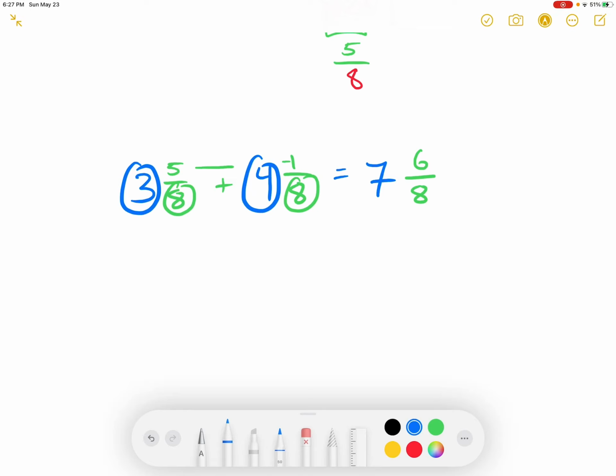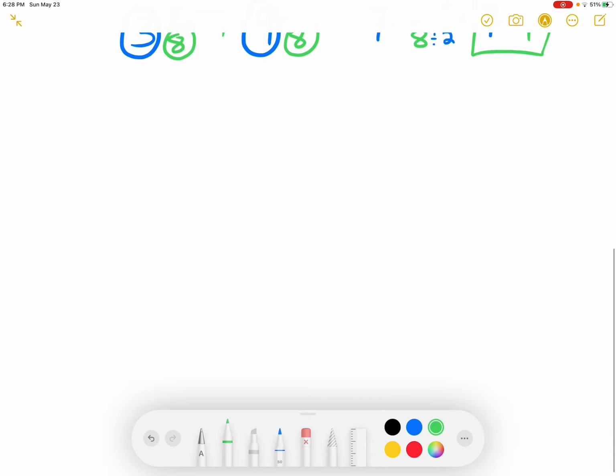Now, because the fraction here is even, both the numerator and the denominator are even, you can divide by 2 and get 7, the whole number, nothing changed. 6 divided by 2 is 3. 8 divided by 2 is 4. And 7 3/4 is your final reduced answer. Shall we try again? Yes.